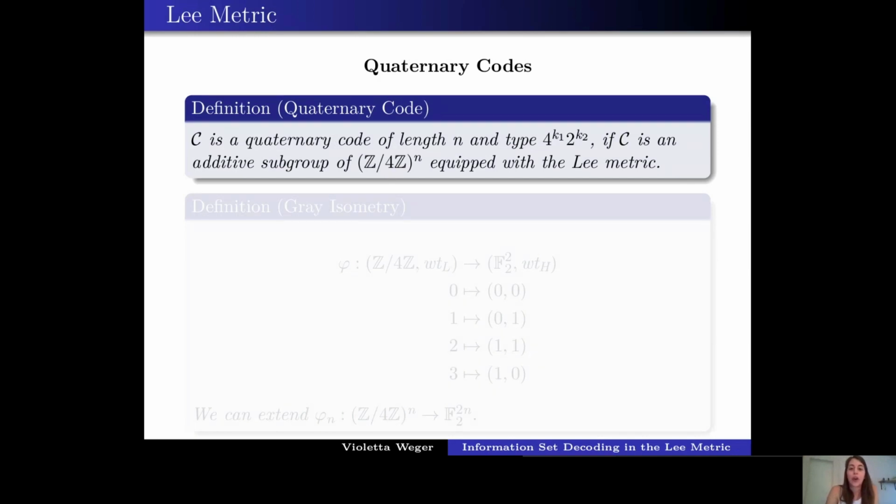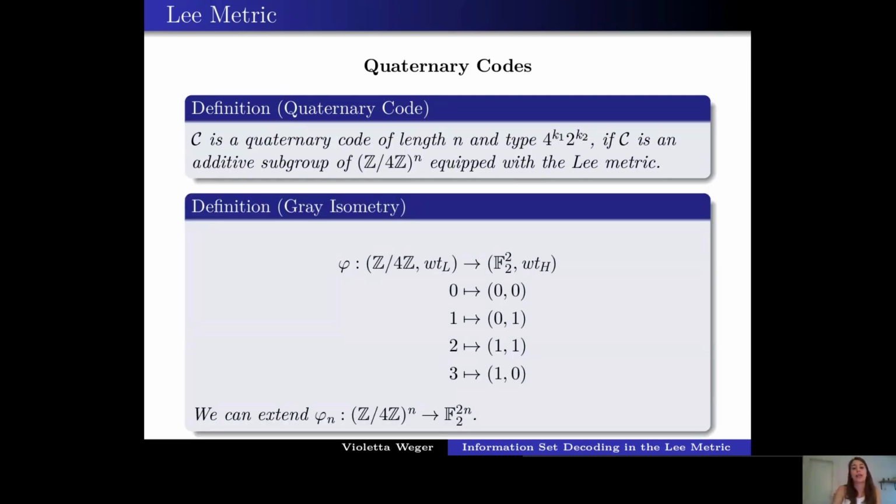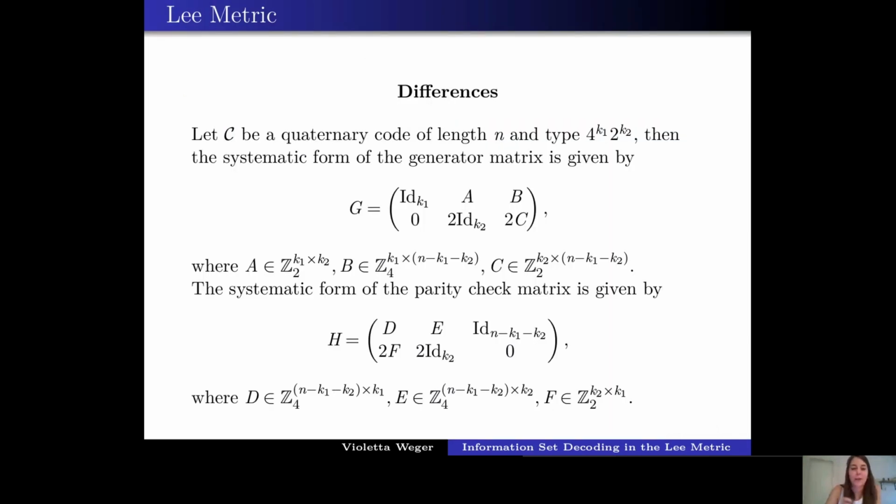Together with Anna-Lena, we focused on quaternary codes. So we are over Z mod 4. And why we did that is because it has a very strong connection to the classical coding theory with the Hamming metric. And that is through the Gray isometry. So you are over Z4 with the Lee weight, and you go to F2 to the 2 with the Hamming weight. And of course, you can extend this to vectors if you do so component-wise. And that means most of the theory and most of the codes are known over Z4. And if we're going to find a code that has all the properties that we want, it's going to be over Z4. Or so we thought.